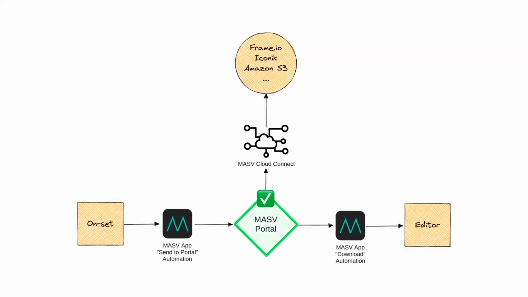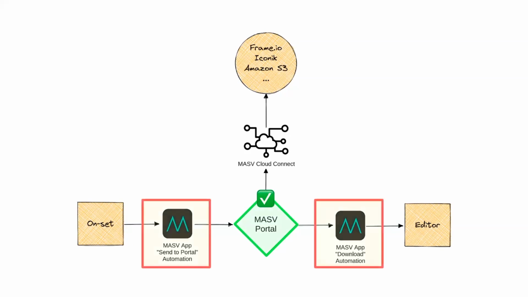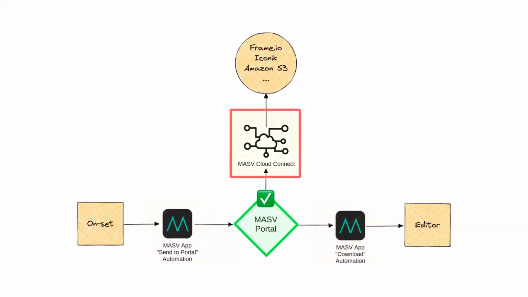We've already seen how easy it is to create a MASV portal, so that part is done. Now, all we have to do is install the MASV app on both the DIT/sending side and the editor/receiving side. Then we'll configure some automations. And finally, we'll configure our portal to automatically deliver a copy of all files to Frame.io using MASV Cloud Connect. Oh, and a side note, with this type of integration, you don't have to pay for multiple Frame.io accounts to submit footage. So that's some extra cost savings.